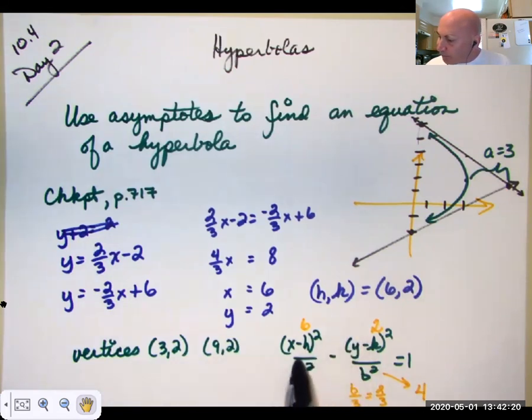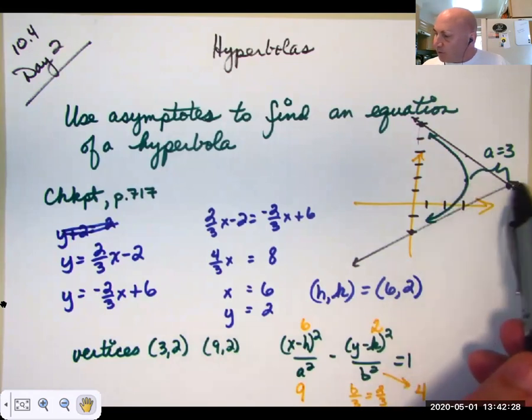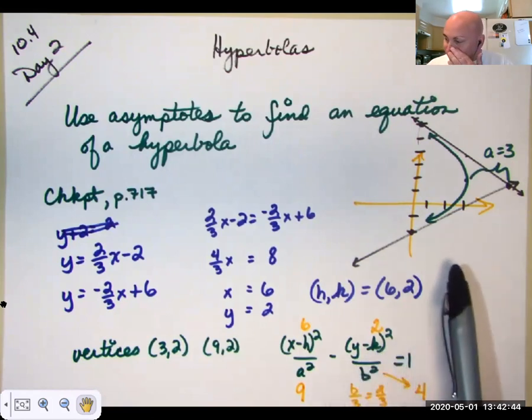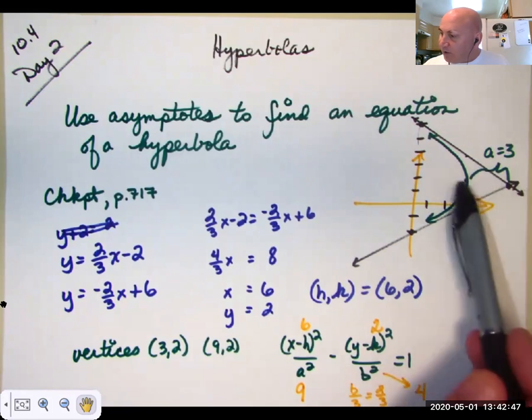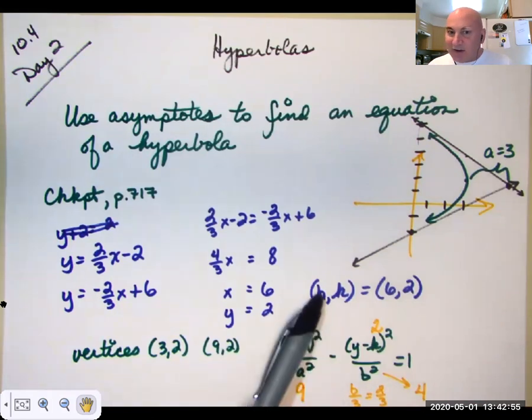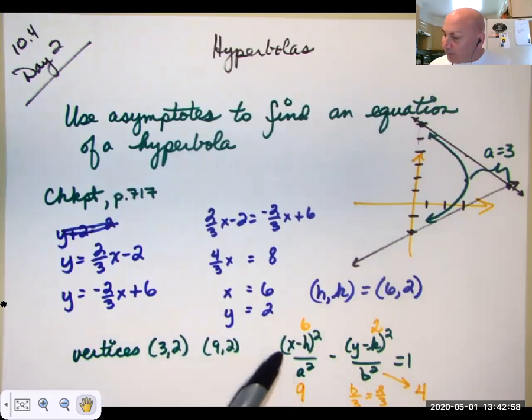We know that the center is at 6, 2, the vertices are at 3, 2, and 9, 2, so 3, 2, 6, 2, 9, 2 would be off to the right. So I know it's going to be something like this green equation here. It's going to be an x minus h squared over a squared minus y minus k squared over b squared equals 1. Because I know that the vertices are here and off to the right, and the center's here, I know that it's going to open left and right. So that's how I know that x comes first.